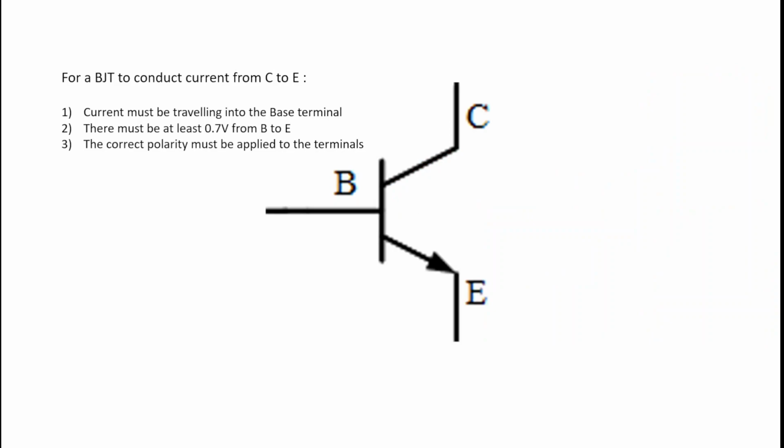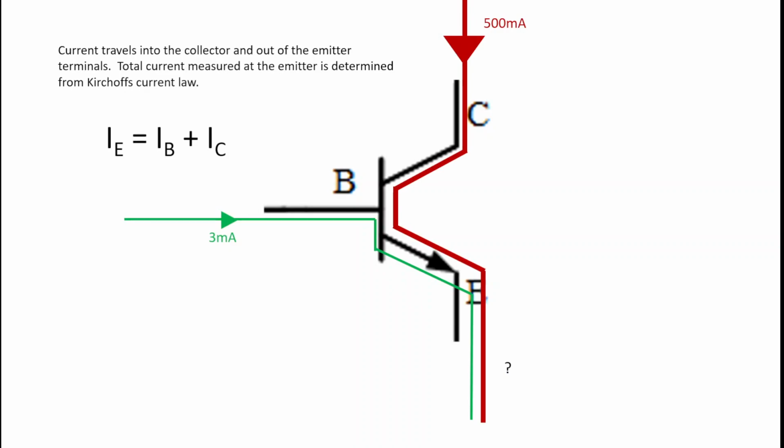For a BJT to conduct current from C to E, current must be traveling into the base terminal. There must be at least 0.7 volts from B to E, and the correct polarity must be applied to the terminals. Current traveling into the collector and out of the emitter terminals is then represented as a basic IB plus IC equals IE.